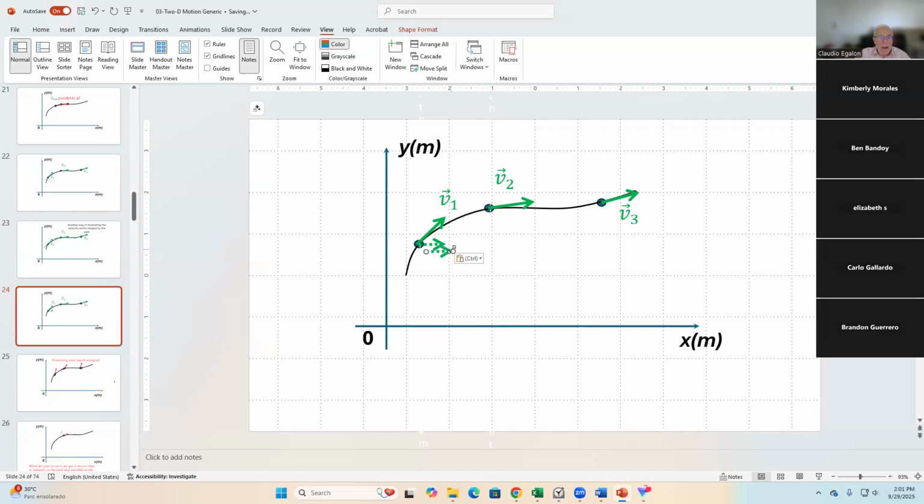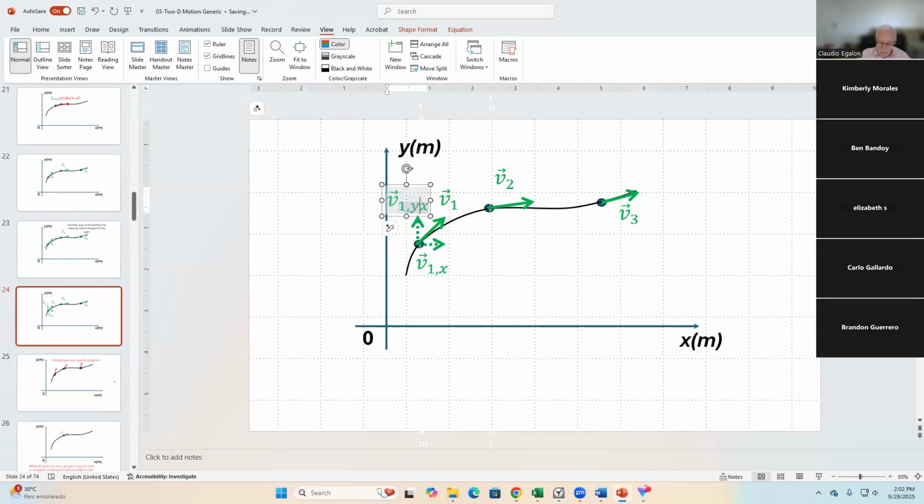And the y component of the vector. Like that, okay? v1x, v1y. Here you go. v1, v2, v3, and so on.